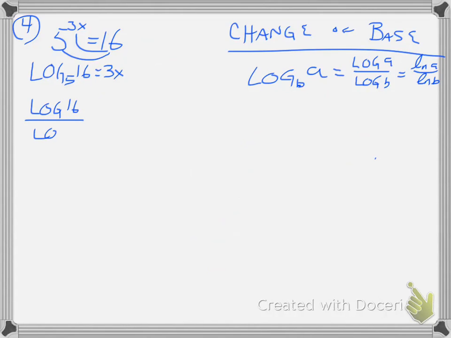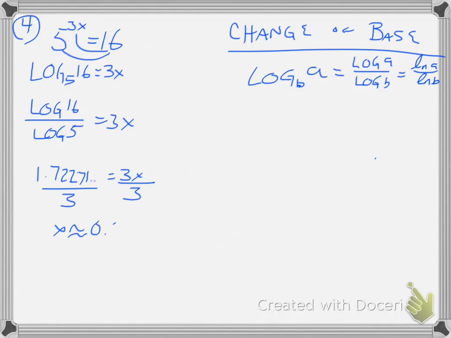So you find log base 5 of 16 in the calculator. You could use the change of base if you need to, and that's equivalent to 1.7227 and so on is equal to 3x, and then divide by 3, and I get x is approximately 0.5742.